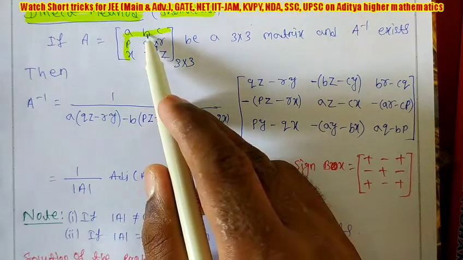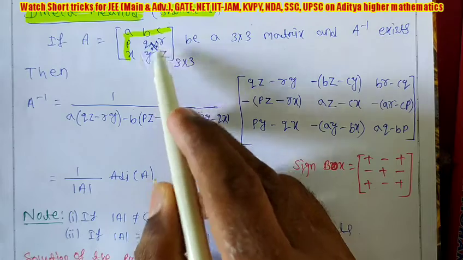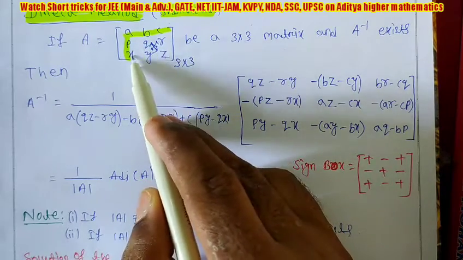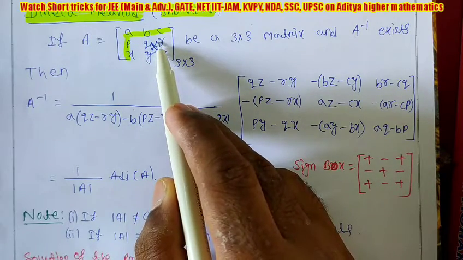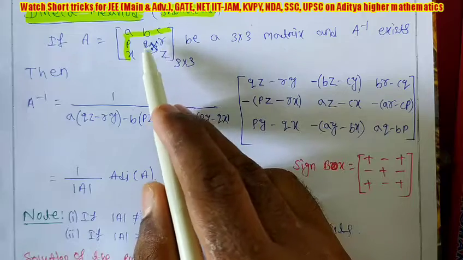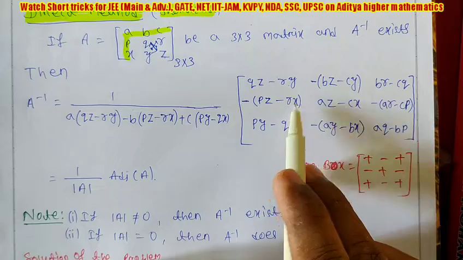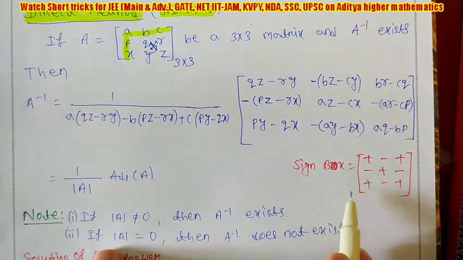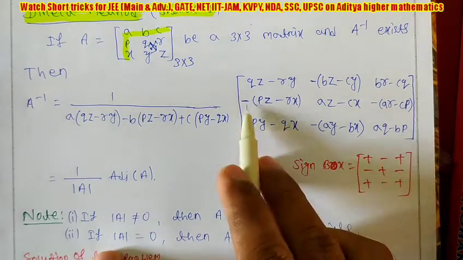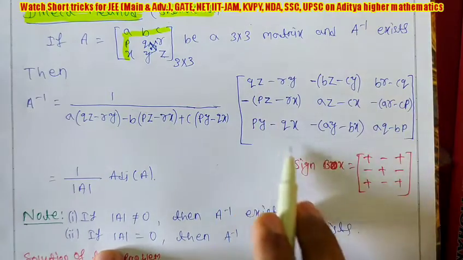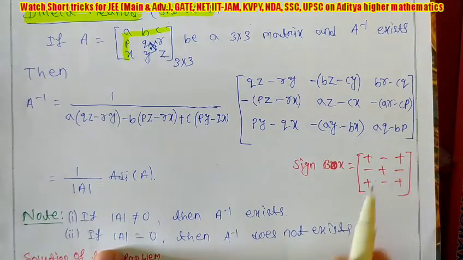Next, find for B. Delete its row and column. What are you getting? Pz minus Rx. But you have to write in column wise. So Pz minus Rx, and I told you the sign box you have to use, and in that sign box its sign is minus, so use minus.